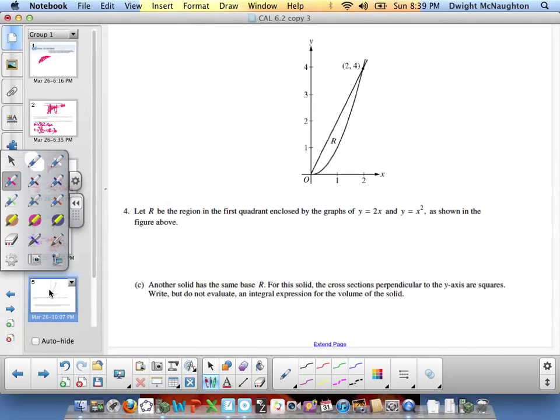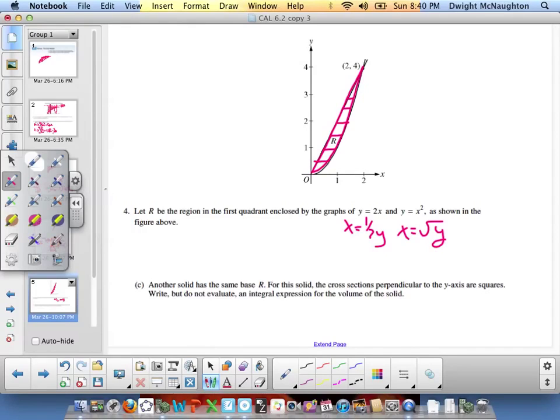All right, another practice problem here. Another solid has the same base, R. For this solid, the cross-sections perpendicular to the y-axis are squares. So we're doing it this way. Write, but do not evaluate, an integral expression for the volume of this solid. So we need to solve each of these. Since we're perpendicular to y, we need to solve for x. So we got it in terms of y. So x equals 1/2 y, and x equals the square root of y.